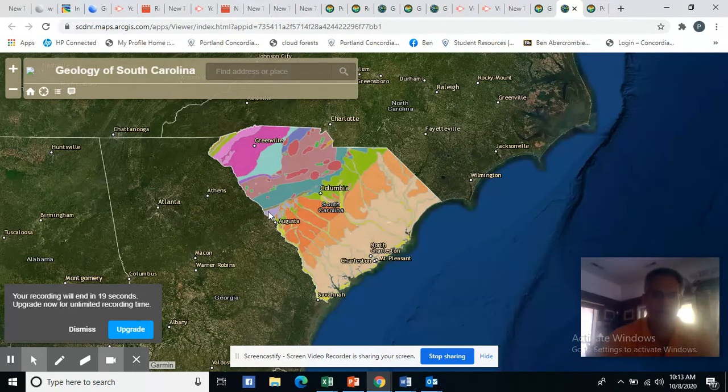What I'm going to do next is a second section of this, and we're going to go from the fall line right there at Columbia to the east of South Carolina, and we're going to show you some geology there. So we're going to break this into a two-part series. This is part one of the geology of South Carolina.